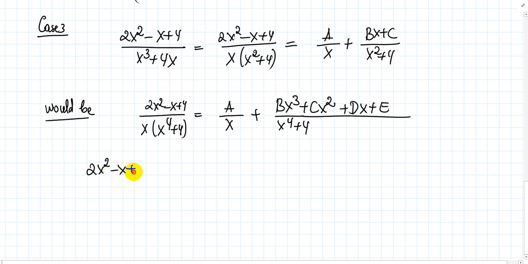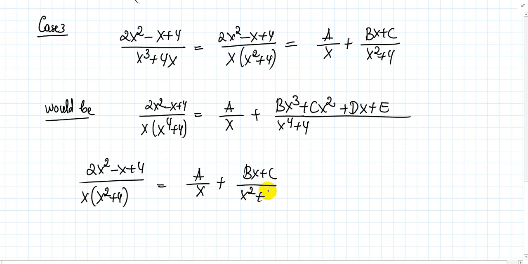So let's go back to our example. So (x squared minus x plus 4) divided by x multiplied by (x squared plus 4) is equal to a divided by x plus (bx plus c) divided by (x squared plus 4), right? Now I just need to give the common denominator on the right hand side, and find the a, b, and c, okay?